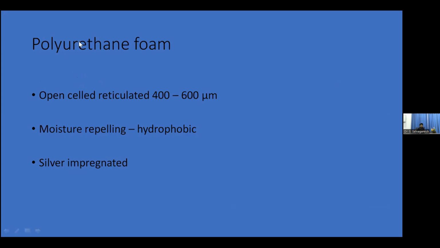And then there is polyurethane. This polyurethane foam is open-cell reticulated, with micro holes of 400 to 600 micrometers in size, which are maintained even under negative pressure. They are moisture repelling, so they always keep the wound surface moist. And sometimes we have other designs, like silver-impregnated foams, which give an antibacterial action.